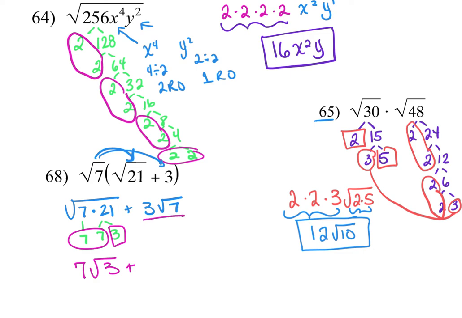Plus, I still have this 3 square root of 7. Can I combine those two? No, my radicals are different, right? One has a 3 and one has a 7 on the inside. So that is my answer. I can't do anything else with it.